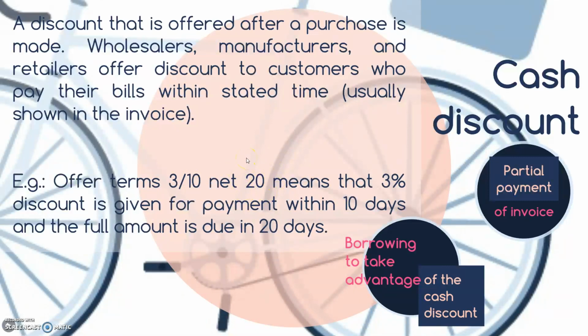So if you pay in 10 days, you will get 3% discount from the price, and then the full amount is due in 20 days. What happens after that depends on the seller. Maybe you will need to pay more, maybe there's an interest. But there is another thing for us to discuss. Now let's stick to this. Sometimes the terms can be more. For this one, it is 3/10 net 20: 3% in 10 days and net 20.